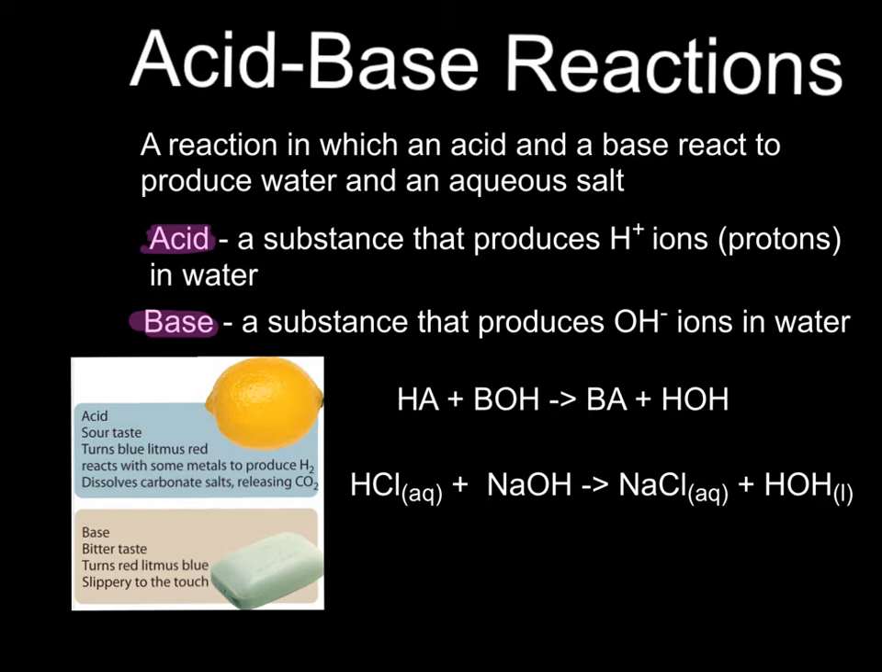Before we get into our basic equation and our specific example, I want to take a minute and define the difference between an acid and a base. Acids are substances that produce hydronium ions or hydrogen ions, otherwise known as protons. These always occur in water. An acid can have a sour taste. Blue litmus paper turns red. Acids react with some metals to produce hydrogen gas, and they also dissolve carbonate salts that release carbon dioxide.